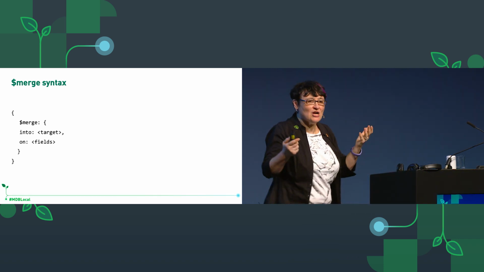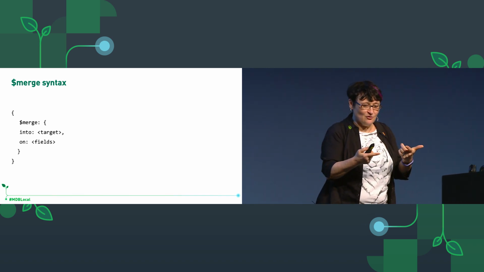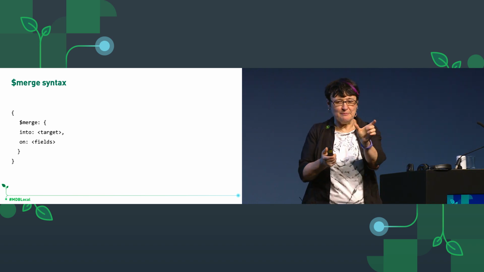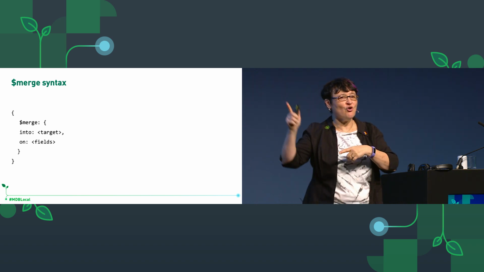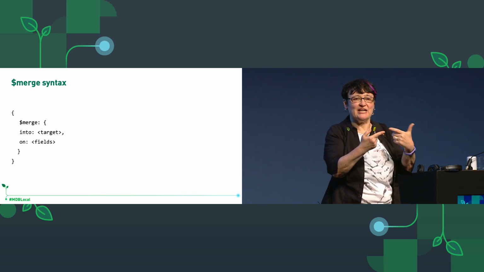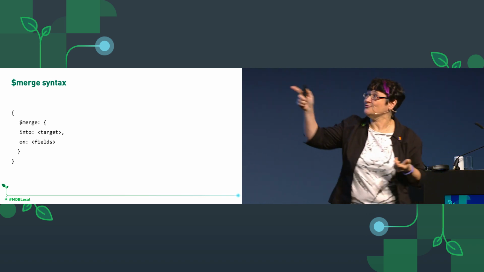Now, the whole concept of merging only makes sense if we agree what it is that we're going to be merging. Like, how do I know this result should be merged into some existing record or be its own new record? So on is the thing that tells us which fields to compare to decide if the record is the same or not. Now, you don't have to specify on.